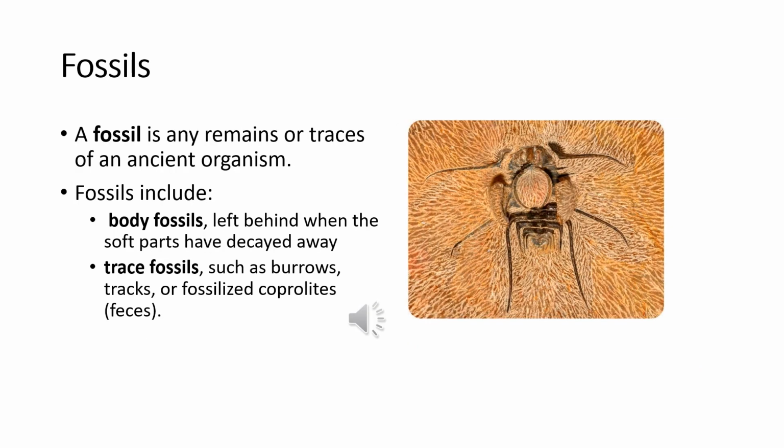Fossils are a very helpful way to determine the age of a rock. A fossil can be the remains or the traces, the clue that an animal or plant was once there. Sometimes you can actually find the body of a plant or animal, and sometimes you can find the clues that it was there, like its burrows or, as it says here, fossilized coprolites. That's the feces of an animal, even a dinosaur. And sometimes you can find footprints.